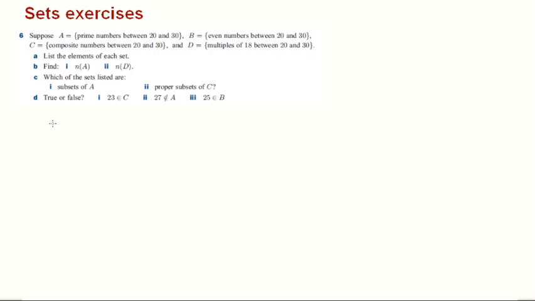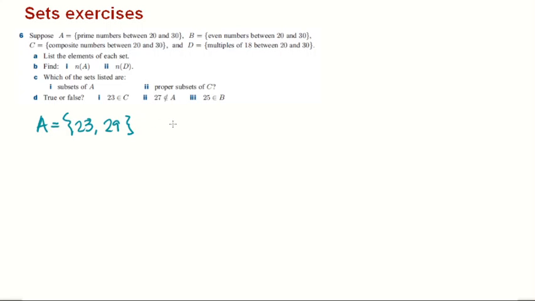So first, list the elements of each set. Set A is all prime numbers between 20 and 30. So 20 is not prime, 21 is not prime, 22 is not prime, 23 is prime, 24, 25, 26, 27. No, 27 is divisible by 3. 29 is prime, and that's it. So those are all prime numbers between 20 and 30.